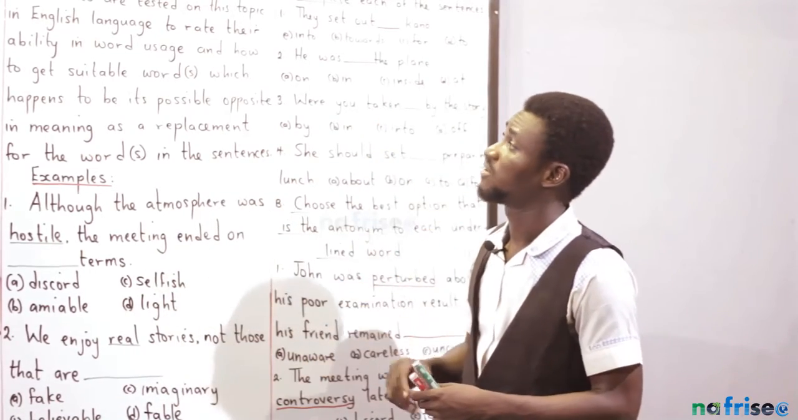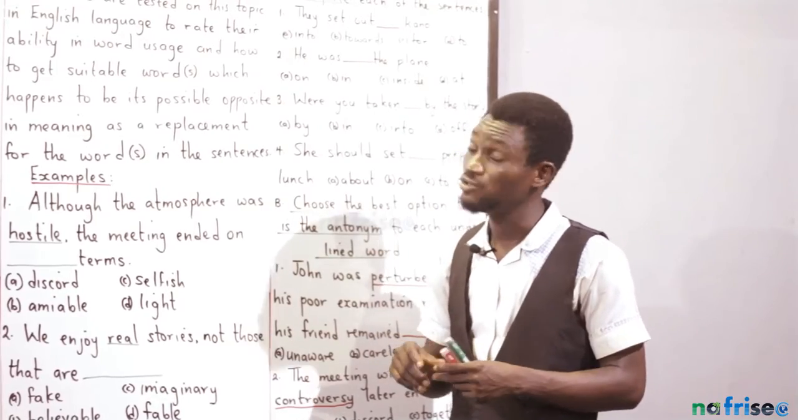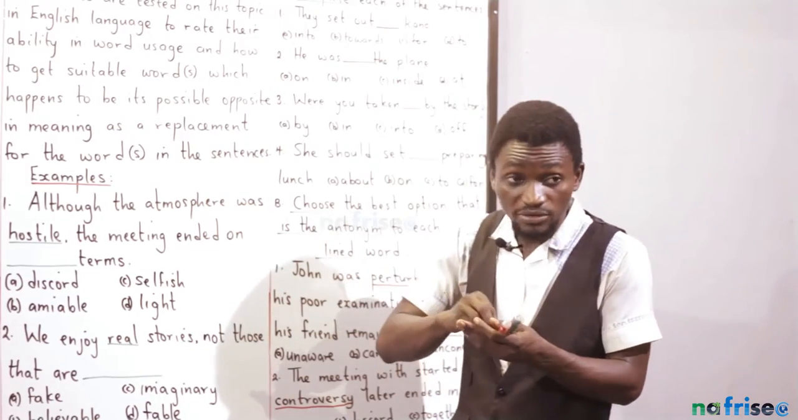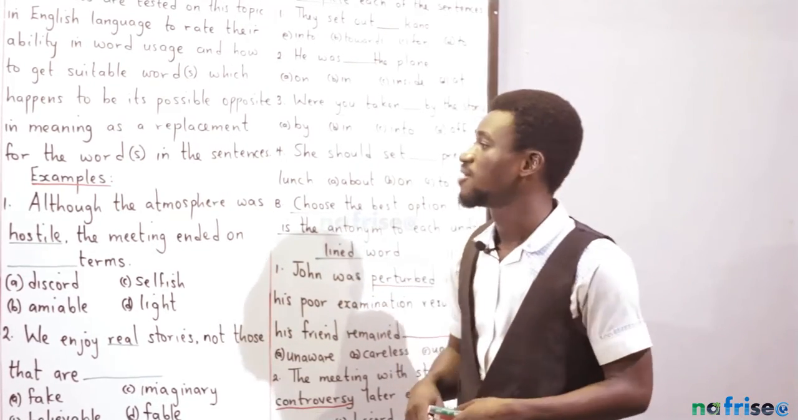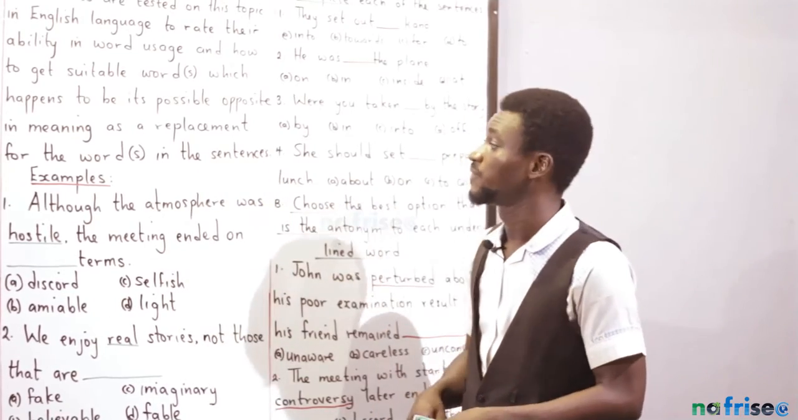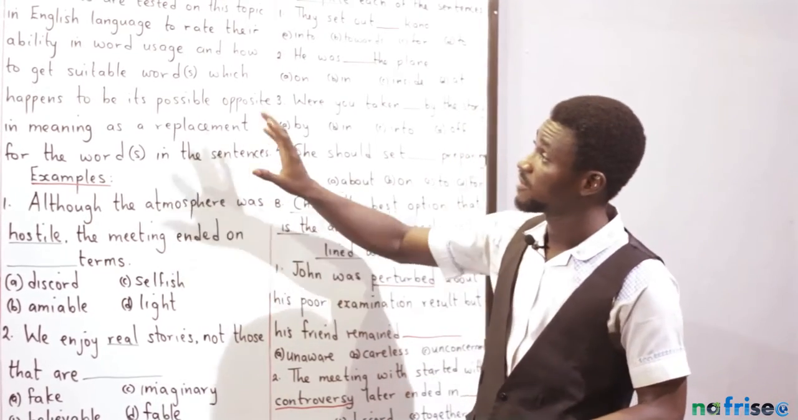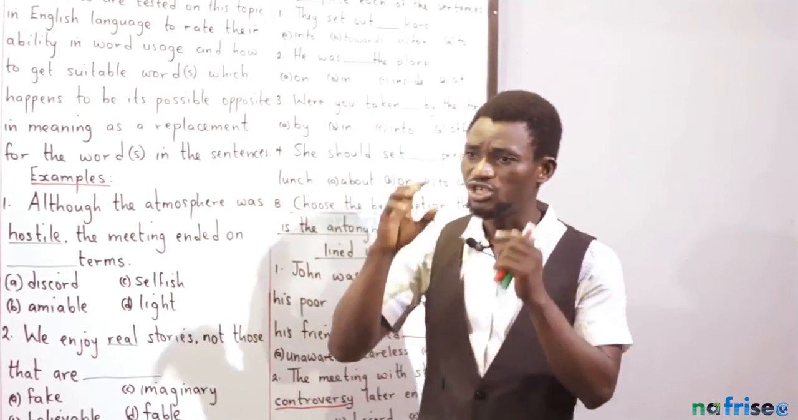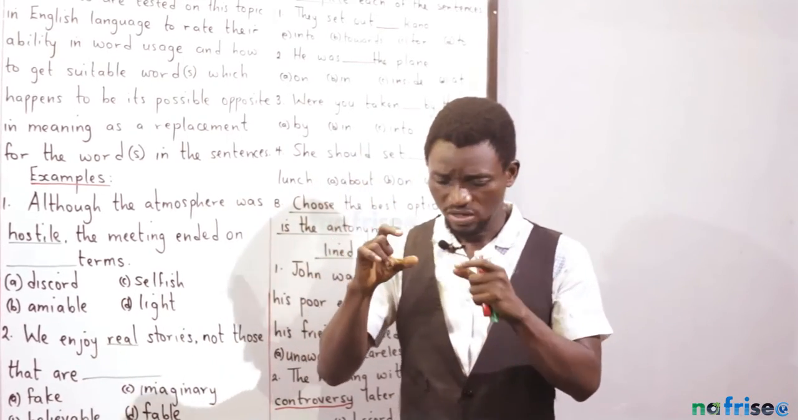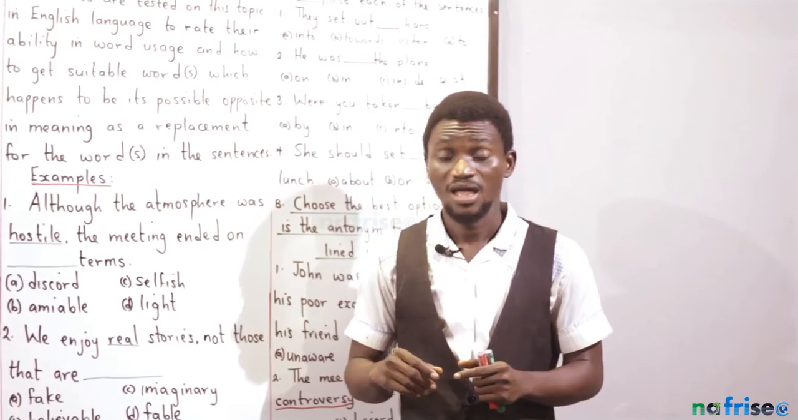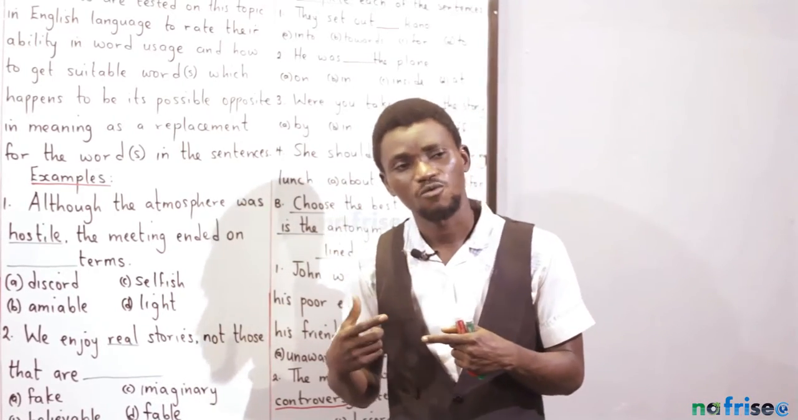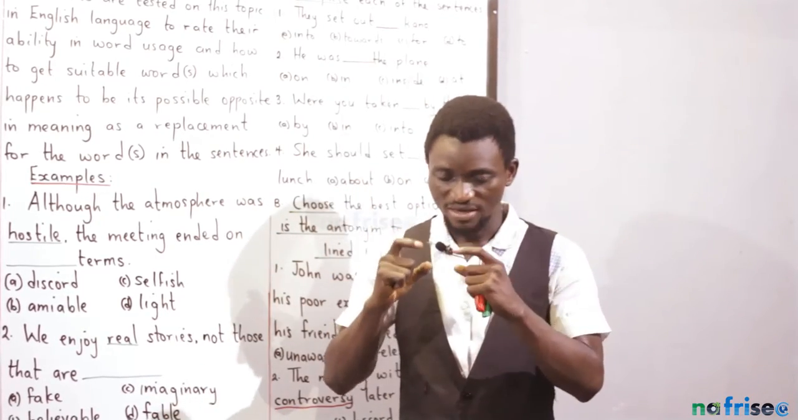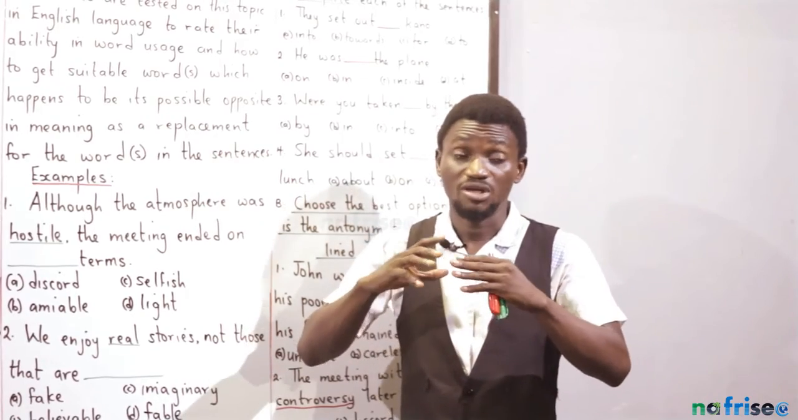Now they say students are tested on this topic in English language to rate their ability in word usage and how to get suitable words which happen to be the possible opposite in meaning as a replacement for the word or words in the sentences. So what they're trying to say is that you need to be very conversant with your words, not just the dictionary meaning, but also try to denote the contextual meaning, or the meaning that it applies in that particular sentence. And when you deal with antonyms, you look for another word that obviously stands as the opposite, the antagonist, the other side of that given word. So you need to be a library of words.